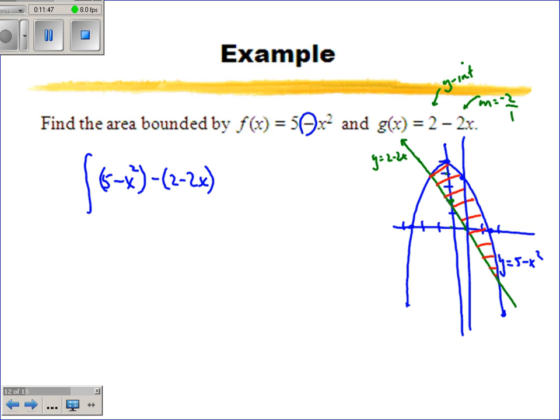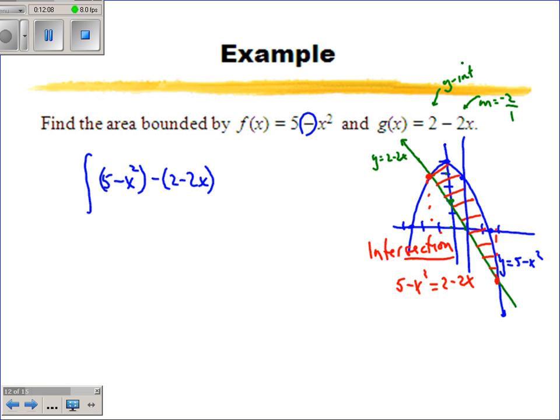We've got to find the x values, though, that area is between, so we're going to have to figure out this intersection point and this intersection point and get what their x values are. So that's easy enough, we're just going to set the two equations equal to each other. So 5 minus x squared equal to 2 minus 2x.